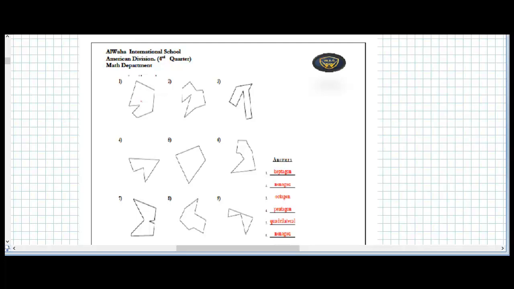Okay, let's count. 1, 2, 3, 4, 5, 6, 7. 7 is for hepta, so heptagon. You will count how many sides. 1, 2, 3, 4, 5, 6, 7, 8, 9. 9 is for nonagon. Okay, so you will do the same in the other shapes.